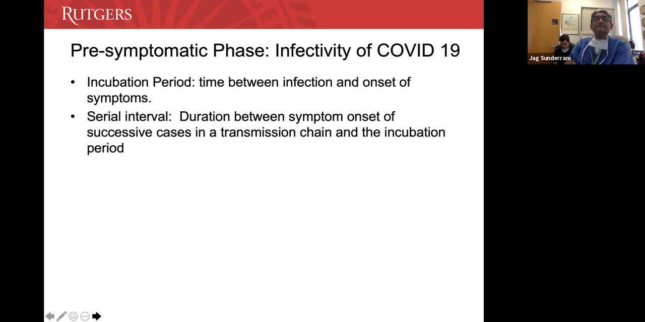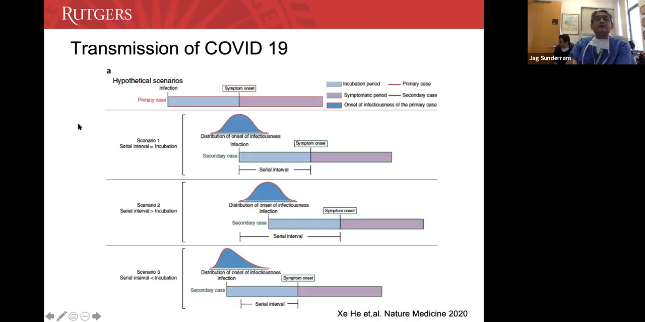You can have multiple scenarios. In the first scenario, you have a primary case, the patient is infected for, let's say, a five-day duration, and then they begin to have symptoms; that's the incubation period. In the first scenario, the serial interval equals the incubation period, meaning that the secondary case is infected right at the onset of symptoms of the primary case, and then begins to have symptoms 5 days later.